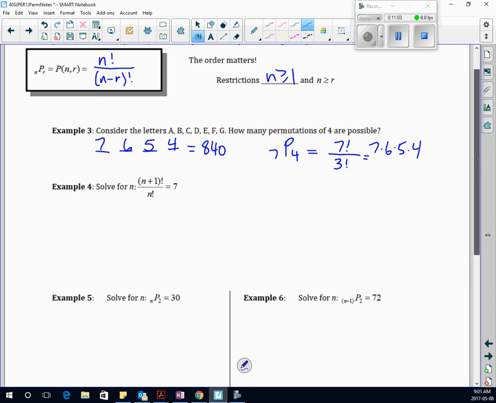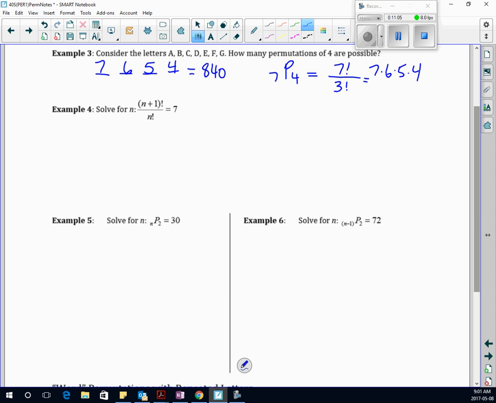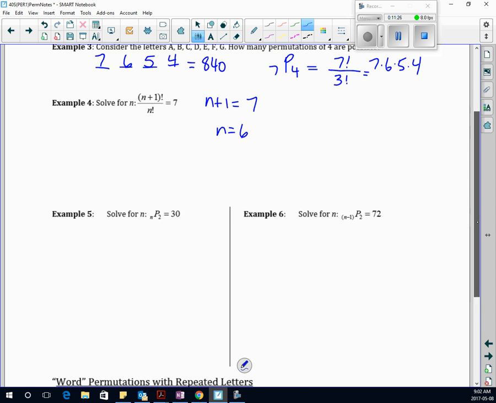Okay, let's do the next example here. It says solve for n. They like asking this on the exam because it's a non-calculator thing. You have to know how to simplify n plus 1 factorial over n factorial. Does anybody know what n plus 1 factorial over n factorial simplifies to be? n plus 1. And so then n equals 6. Bam, done.